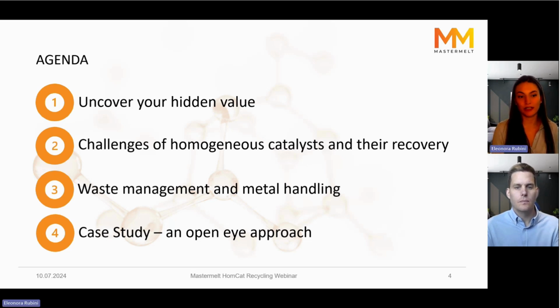The third point today will be the waste management itself and how do you handle the metal. So we're going to be talking about how does the metal get back into your production loop, and how do you deal with transportations and all the regulations that are involved with waste management. Explaining a little bit how Mastermelt can be your one-stop shop when it comes to precious metal loop.